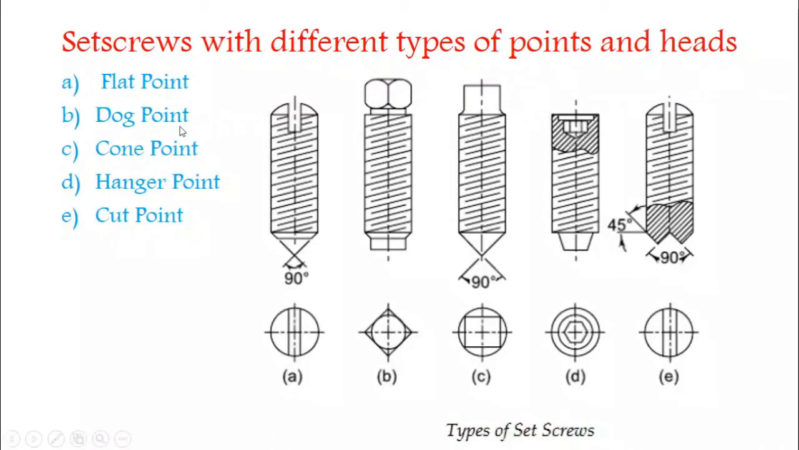And next one is the dog point. The dog point is used when the lateral force which tends to displace one part with respect to the other is large. Also, the part which is held should have sufficient thickness to accommodate a cylindrical hole for a dog point.